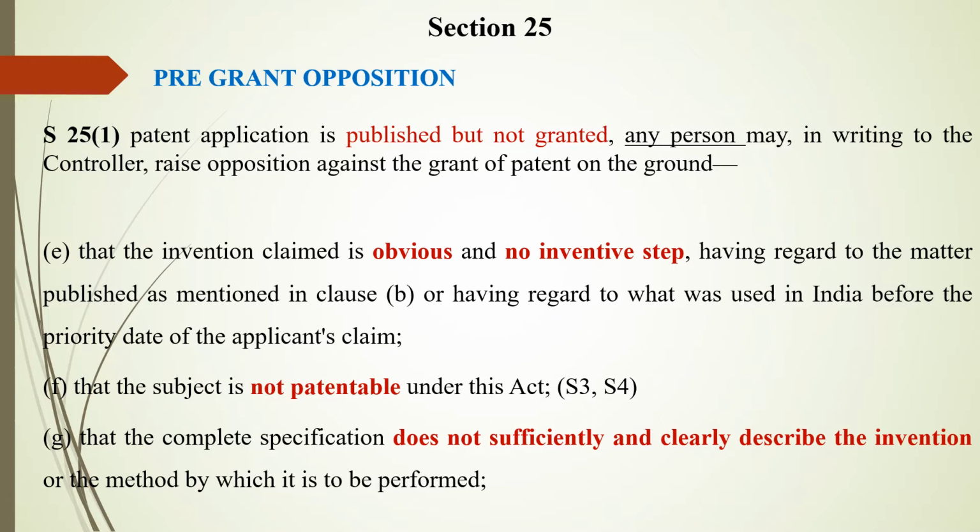Ground G. The complete specification does not sufficiently or clearly describe the invention or the method by which it is to be performed. In that case also, pre-grant opposition may be raised against any patent application, but it is to be done before grant of the patent.